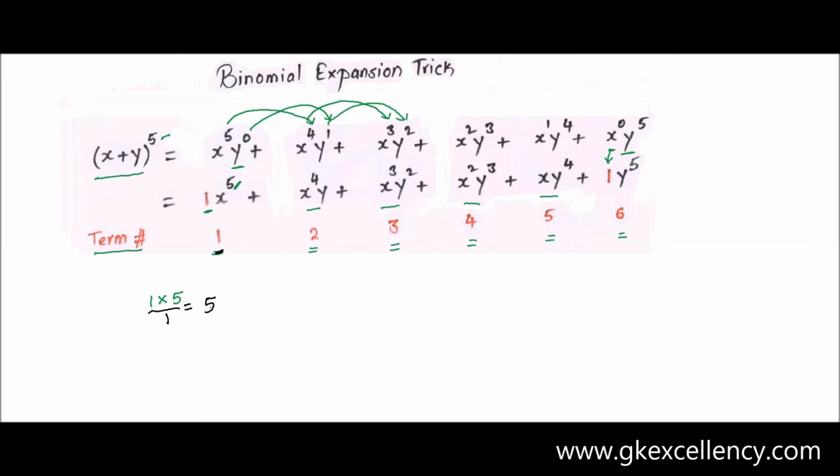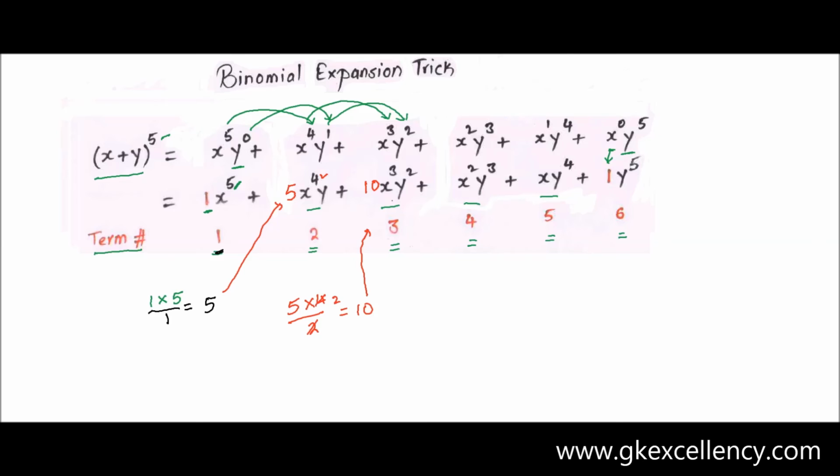So what I get is 1 times 5 divided by 1, which is 5. So 5 becomes the coefficient for the next term. I write 5 here. Now I take the coefficient of the second term, which is 5, and multiply it by the power of x, which is 4 here, and divide by the term number of the second term, which is 2. After simplification, this becomes 10. So 10 becomes the coefficient for the third term.